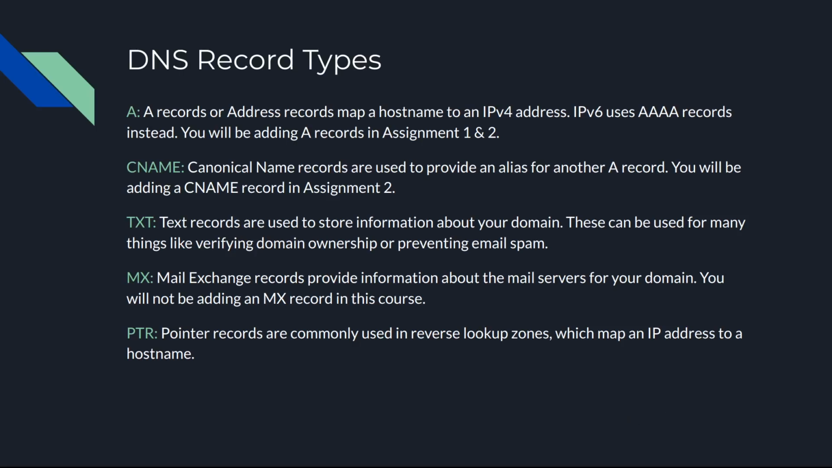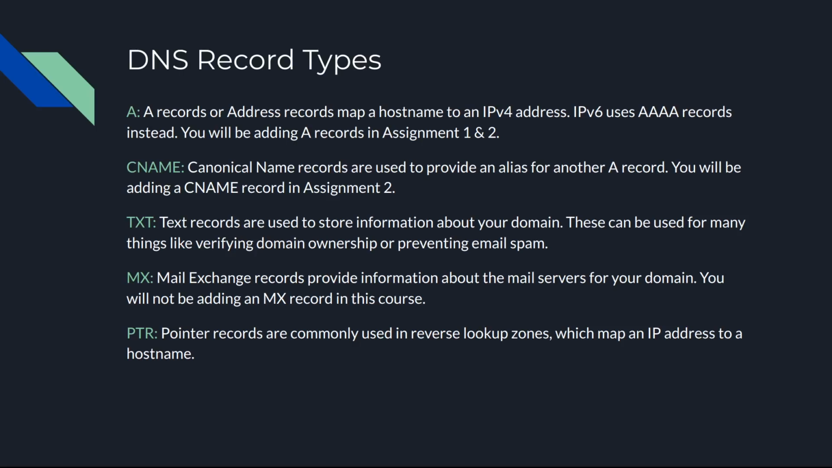We have different record types that we use in DNS. So we have things like A records, right? A records are address records. They map a single host name to a single IP address, an IPv4 address. That's important. IPv6 uses a quad A record instead of an A record. And you're going to add A records this week. It says assignment 1 and 2, but you're doing it this week in Lab 5. Ignore the assignment 1 and 2 bit. That's the inaccuracy here. CNAME records, which you're also going to use, are canonical name records, and they provide aliases for another A record. You're going to use a CNAME record, I believe, next week.